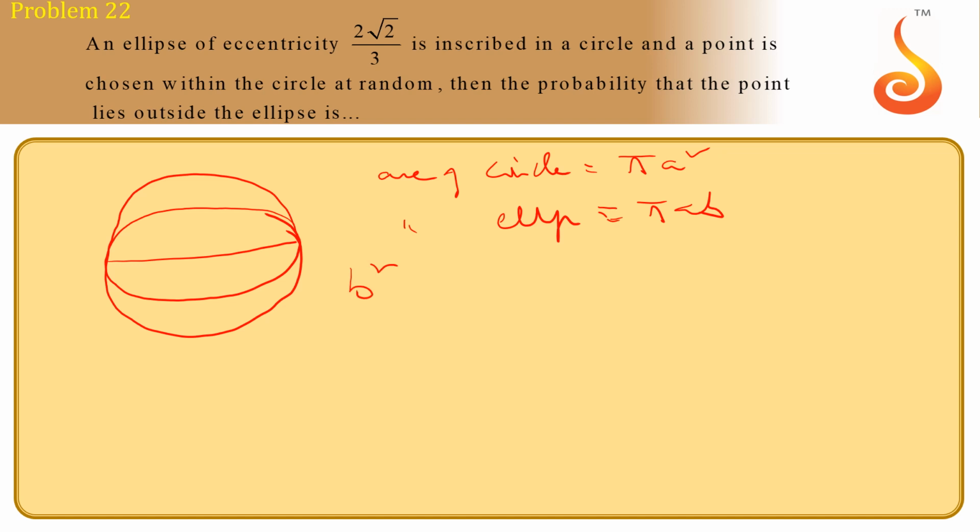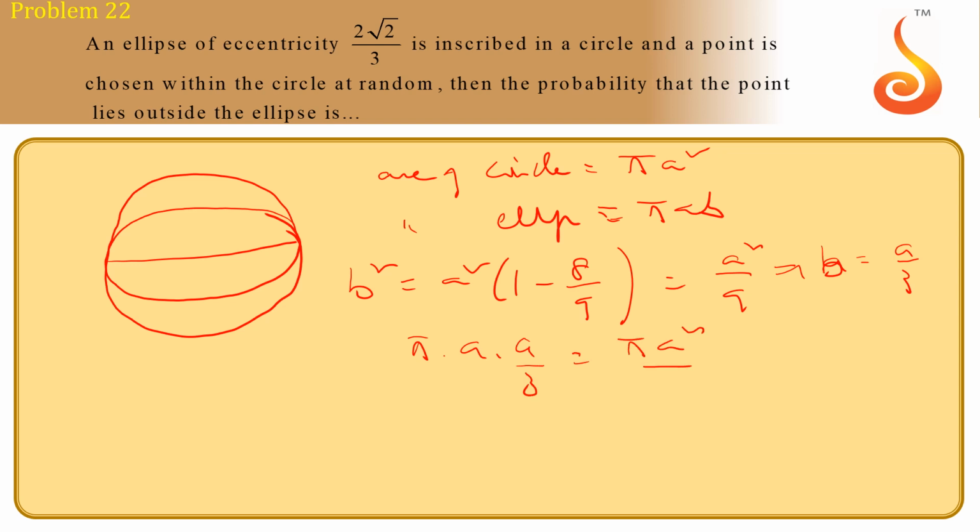but here it is given that b square equals a square into 1 minus e square, means 8 by 9. 9 minus 8 is 1, means a square by 9, implies b is a by 3. So what is the area of the ellipse? Pi a into a by 3, pi a square by 3. So the required probability is 1 minus, what they are asking, the point lies outside, 1 minus point lies inside. Inside means pi a square by 3 by pi a square. 1 minus 1 by 3, which is 2 by 3.